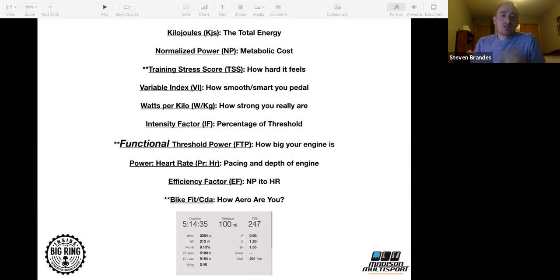Because the other part of it is, if you just put your bike super low, but you can't sit in your position for the whole entire bike ride, then the bike fit's bad. Can you produce power? Can you hold a position?